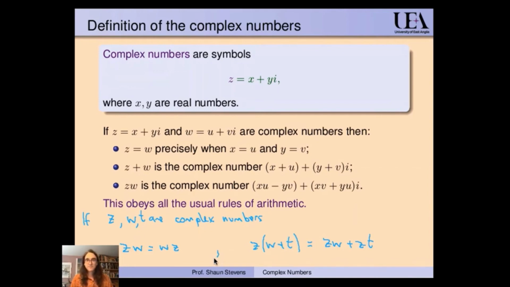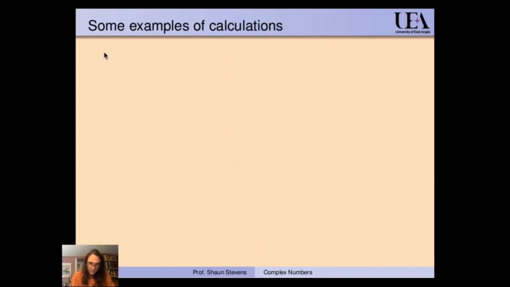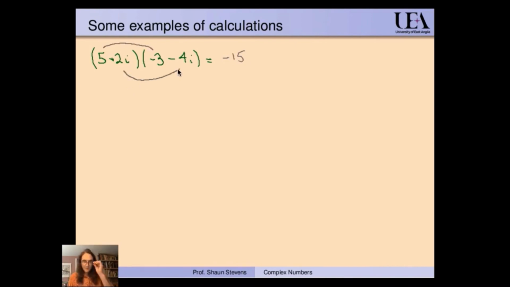Let's do some examples. Suppose we want to look at 5 plus 2i times minus 3 minus 4i. Okay, so let's multiply this out. So we start off, we will do the things which will give us just real numbers. So that's going to be the 5 times minus 3, so that's minus 15. And the 2i times the minus 4i. So 2 times minus 4 is minus 8, but i squared is minus 1. Minus 8 times minus 1, that's plus 8.